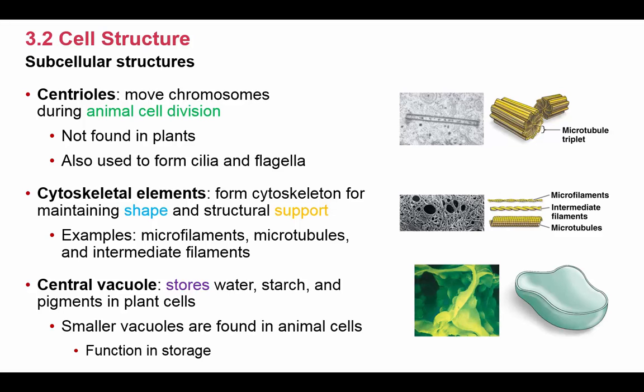We also know that the cell has what we call centrioles, only found in animal cells, not found in plant cells here, and they move chromosomes during cell division. We'll talk in a further unit about a process called mitosis, and during mitosis, these centrioles help the chromosomes to move towards different sides. We also know that centrioles are used to form cilia as well as flagella, which we know are used for movement.